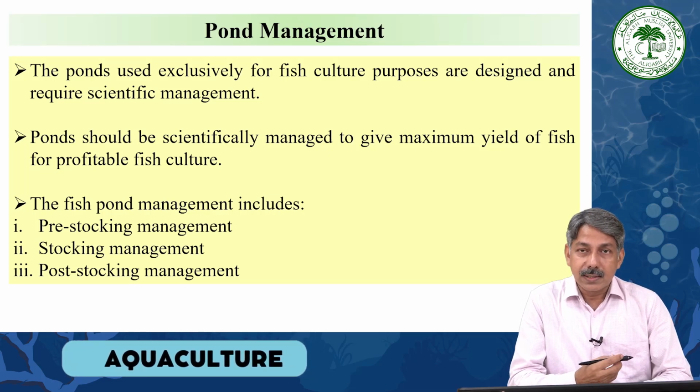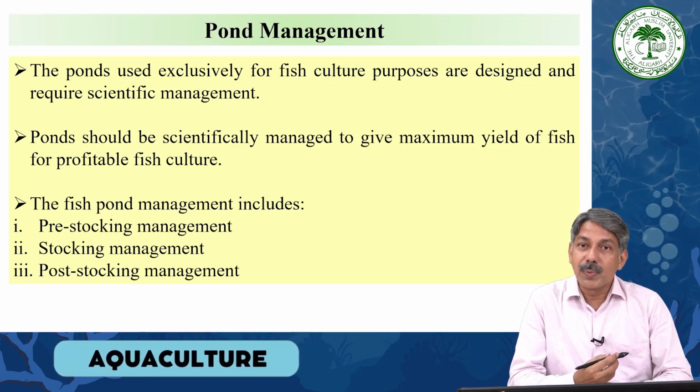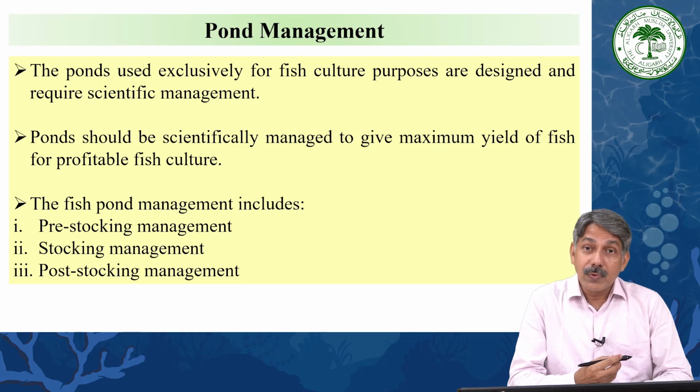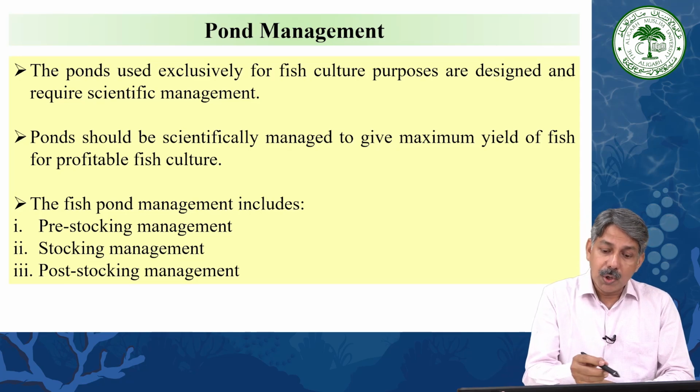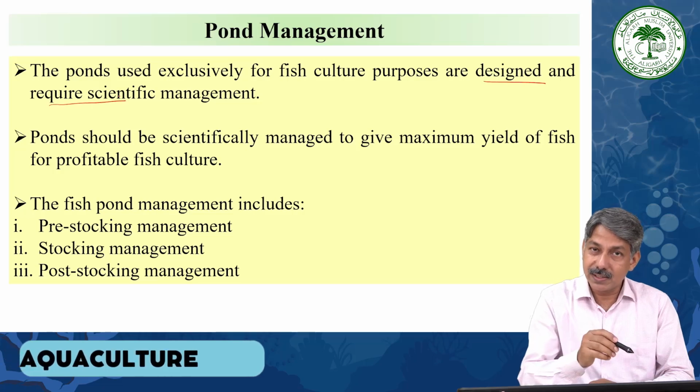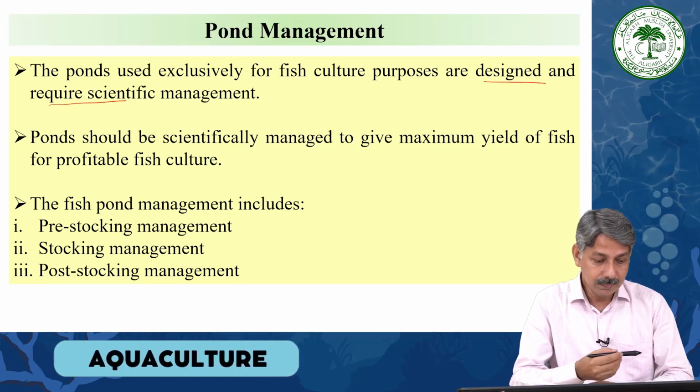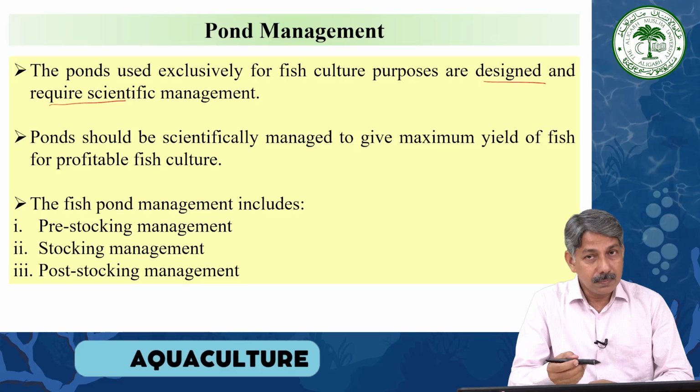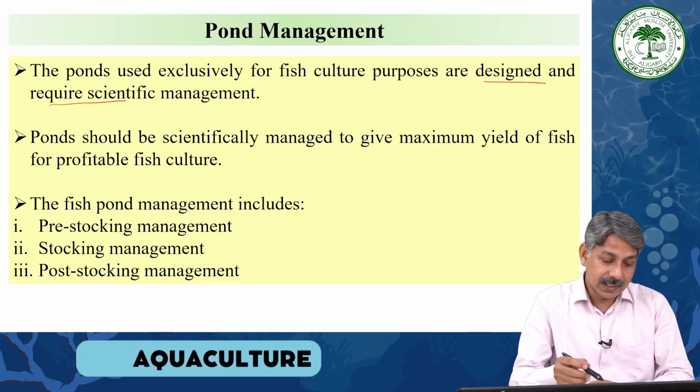Ponds, we have already discussed in the previous lecture what ponds are and how many types of ponds there are. When we undertake fish culture on a commercial scale, we should manage the pond scientifically in order to get good profit, or make it economically viable and sustainable. Ponds used exclusively for fish culture are designed and require scientific management, as we have discussed. If we do this, of course yield will increase.